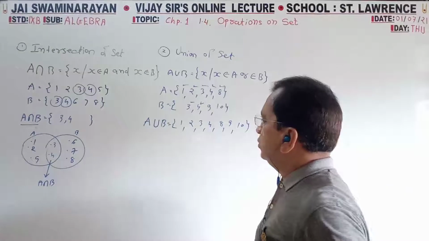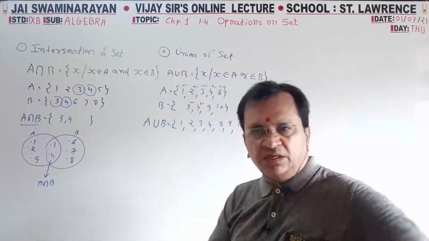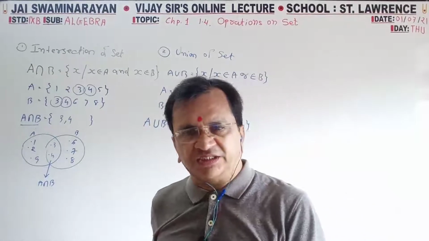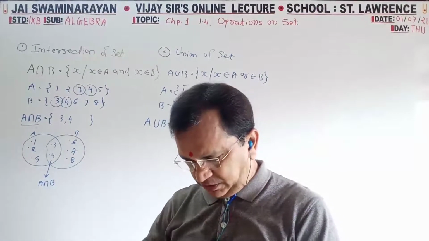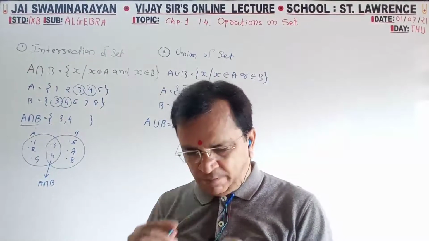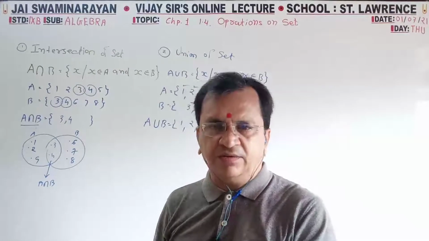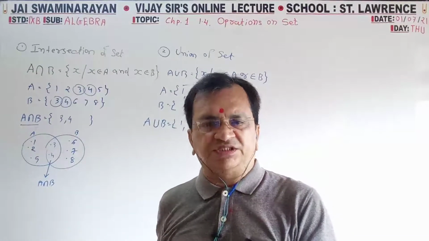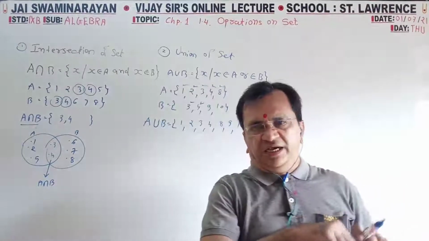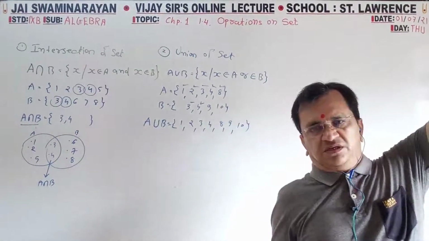So intersection means common, and union means combined.